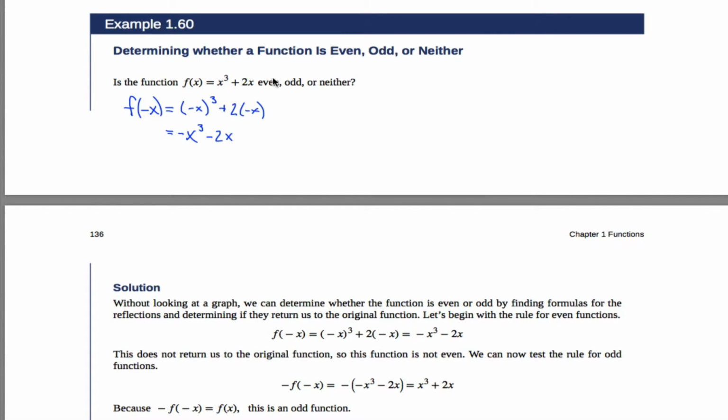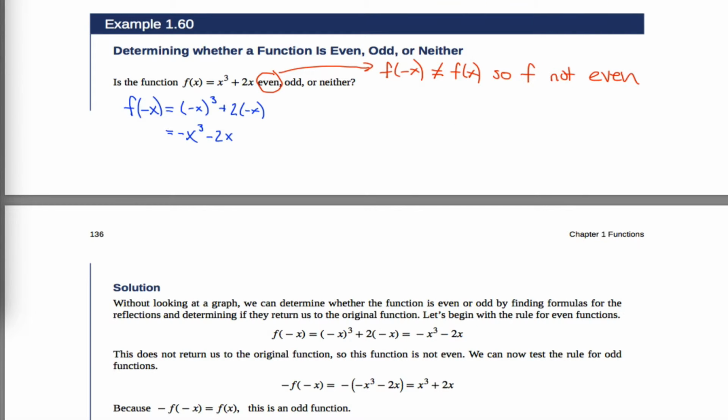Let's test to see if it's even. To test if it's even, you ask yourself the question, this thing right here, is that equal to this thing right here? F of negative x, which is this guy, is not the same as this guy. Right? In this case, I'm adding 2x. In this case, I'm subtracting 2x, for example. In this case, it's positive x cubed. In this case, it's the negative of x cubed. F of negative x does not equal f of x, so f is not even.